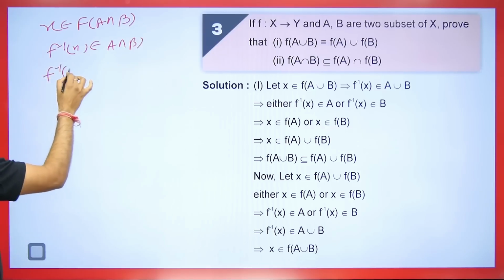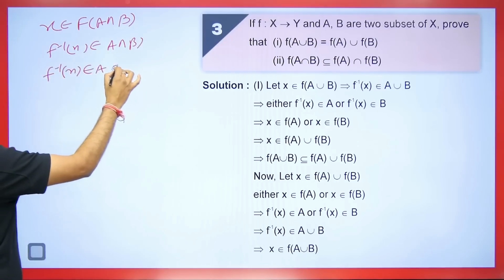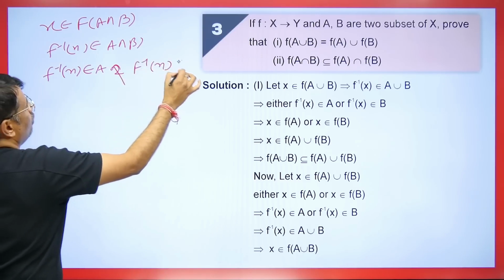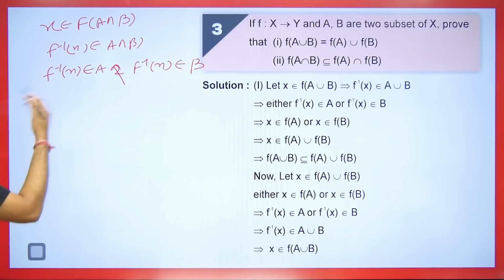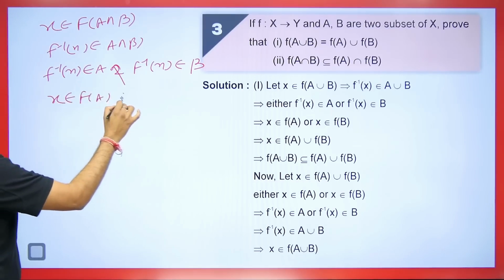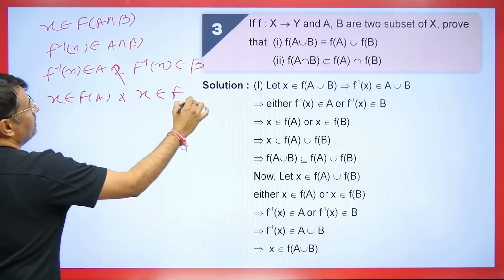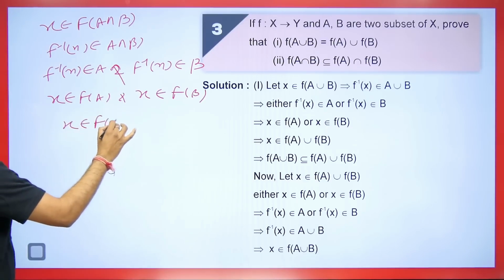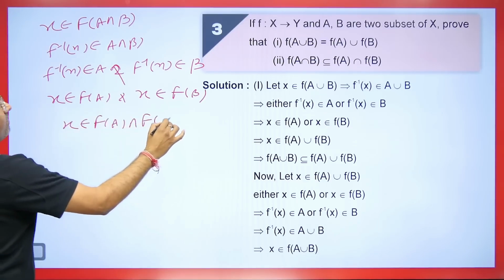Now the meaning of this will be that f⁻¹(x) will belong to A and, students, this will be 'and' here, f⁻¹(x) will also belong to B. Is it right? If it maps to B, then I can write it as x belongs to f(A) and x belongs to f(B). So is this right? Now if it maps in both, then x will be in their intersection. So f(A) ∩ f(B).